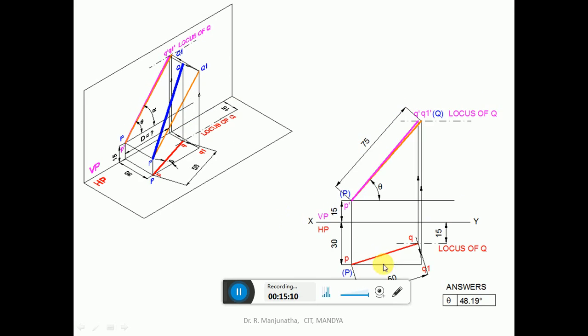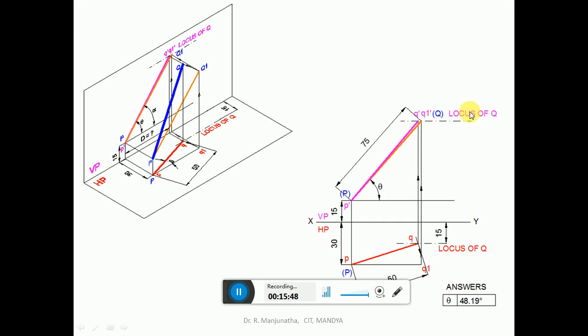Once you get this, now we need to make it parallel. So here with P as center, take the radius of PQ and draw an arc such that you make it parallel to VP. So you're going to get PQ1. Once you get PQ1, you draw a vertical projector from Q1. Since it is parallel to VP, you're going to get the true length in the front view. So measure the length of 75 and cut an arc on this so that you get this point, which will be P dash Q1 dash, which is the true length, and the inclination made by this with respect to HP is theta. So this is going to be the locus of Q.